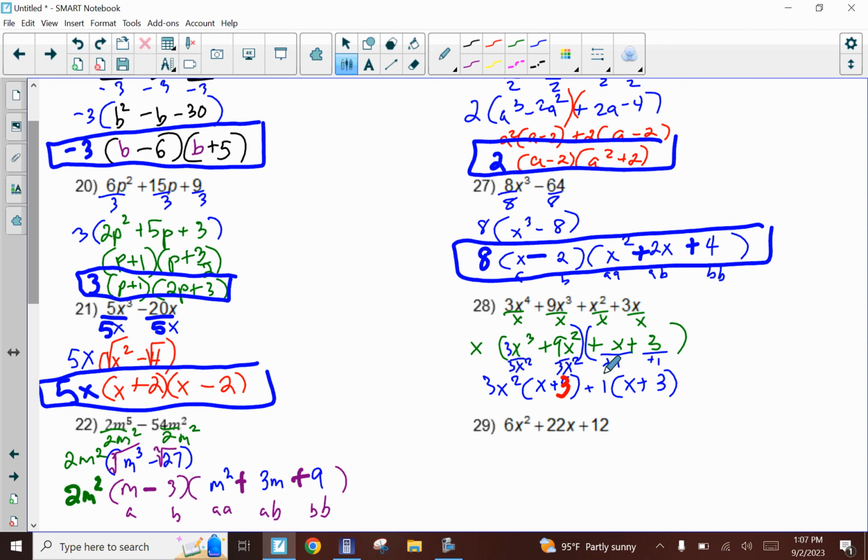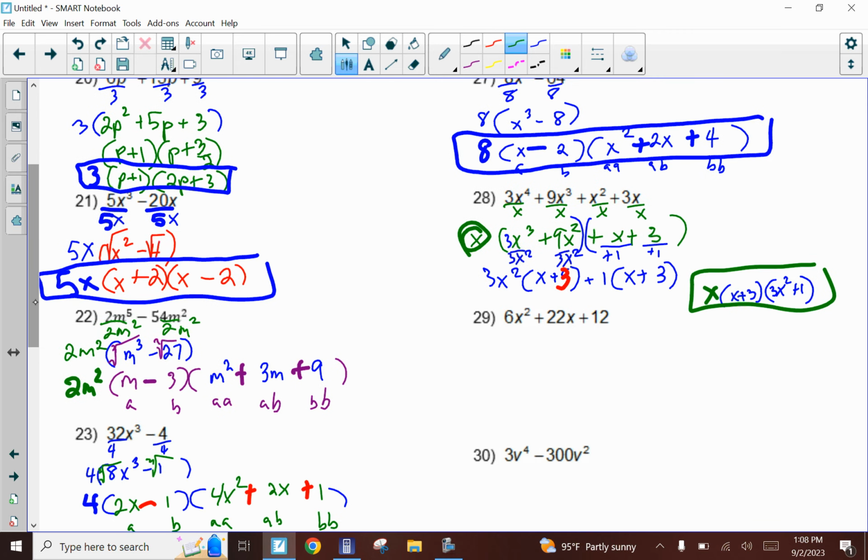So now I have to rewrite my final answer. I'll do it off to the side here because I'm running out of room. So I'll put my x plus 3's first. Then I'll put my GCFs in the next parenthesis, so 3x squared plus 1. And then my original GCF, don't forget about that guy. That goes in the front, so that's my final answer.